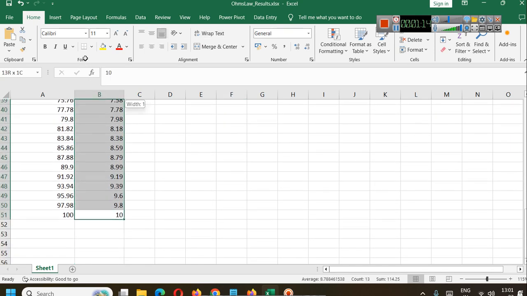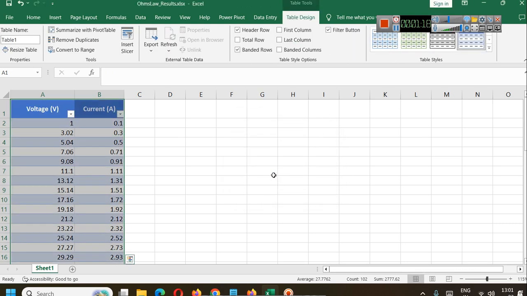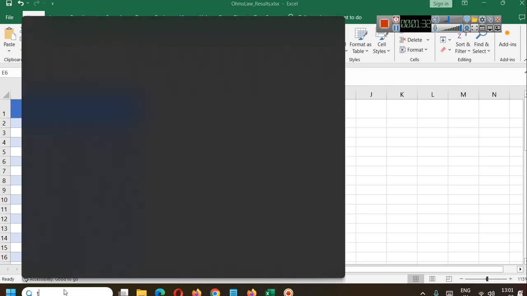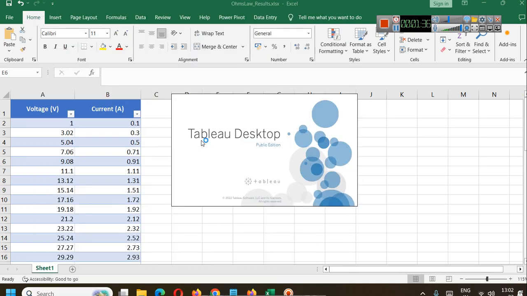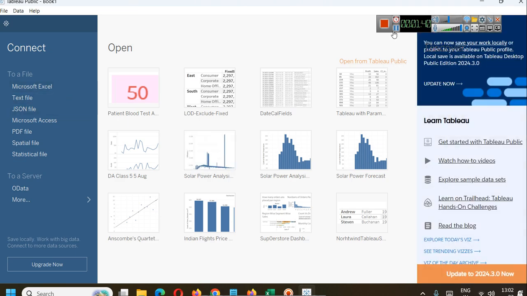Now in your Excel file I will simply convert it to a table by pressing Ctrl T. Obviously in Excel itself you can do this analysis, but in Tableau there is a great benefit of doing something like this. It is stored as an Excel file. We will open Tableau Public, and the first thing to do is to connect this file with Tableau Public.